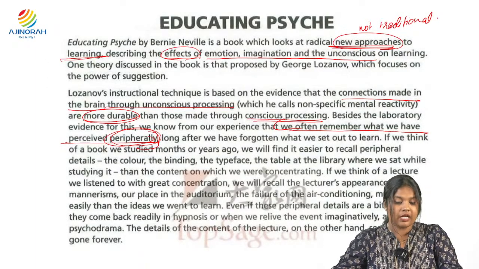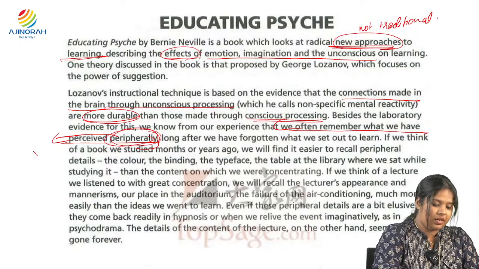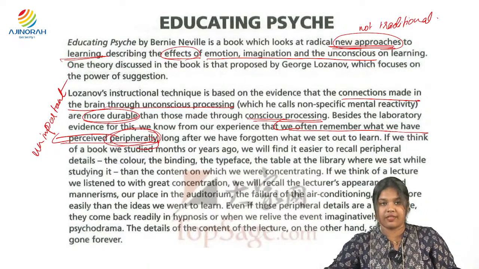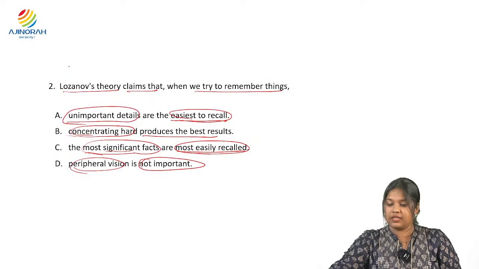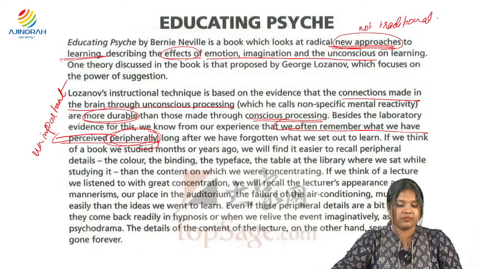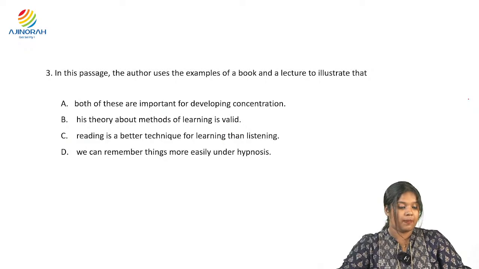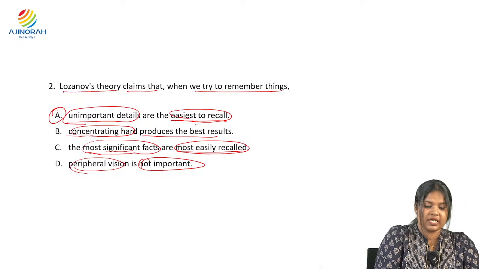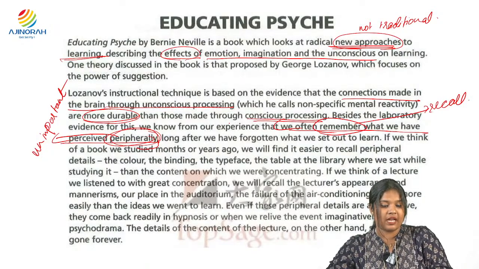Are they talking about unimportant things? It is said that connections made in the brain through unconscious processing are more durable than those made through conscious processing. Besides the laboratory evidence for this, we know from our experience that we often remember what we have perceived peripherally. Listen, the meaning of this word is unimportant. So they have given another synonym of the word in the passage: unimportant is peripherally. Now, are they the easiest to recall? Remember, that is recall. So I think we have found the answer to this question, that is A. Unimportant details are the easiest to recall. So he claims in this passage that there is evidence, besides the laboratory evidence.